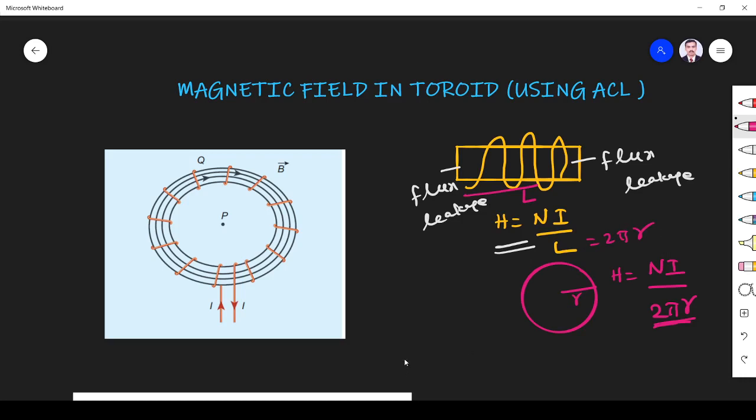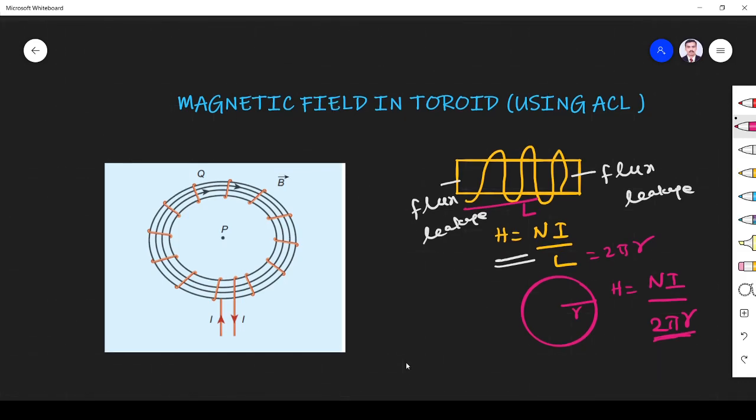Okay, so here we have to find the magnetic field. Inside the toroid, in this area, the magnitude of the magnetic field will be constant, right? But in the interior region here, the magnetic field will be 0, B0 or H0. Outside also, at this point, the magnetic field B or H is equal to 0. Let us prove that.